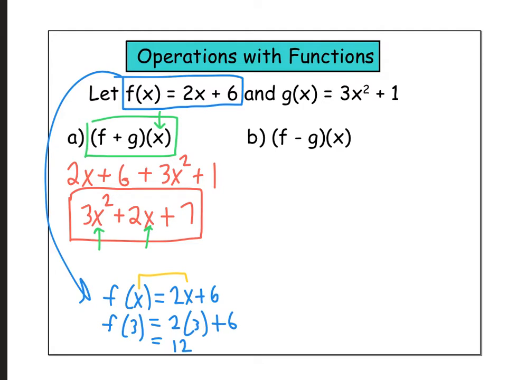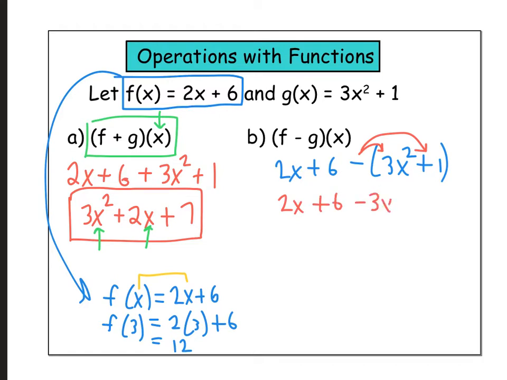Part B, if we want to do f minus g of x, with subtraction, same kind of thing. The order is important though with subtraction. There's f of x minus, now g of x needs to be put in parentheses. The reason why it's important is with subtraction, you're actually subtracting each of those terms. So if you don't use the parentheses, you might miss that this last sign here needs to be a minus 1, not a plus 1. That's just one of the common mistakes that I see.